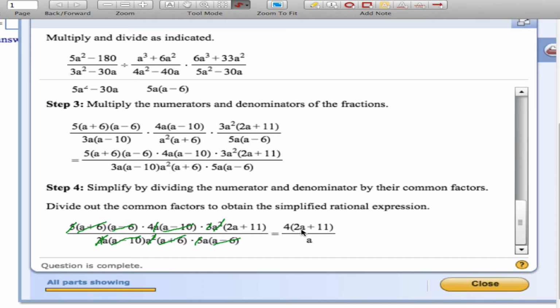There are other ways you could write this same answer. At this point, you could take the 4 and distribute it through the parentheses if you felt like it. But there's no reason to have to do that. It's perfectly fine the way it's written. You can quit right here.